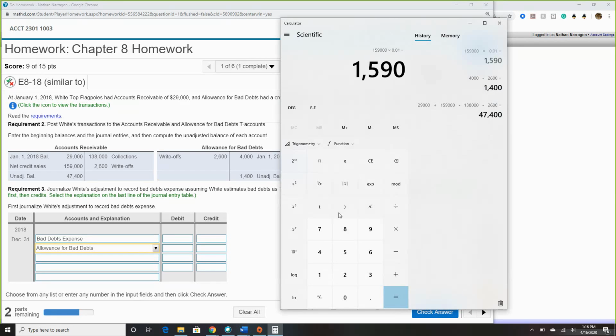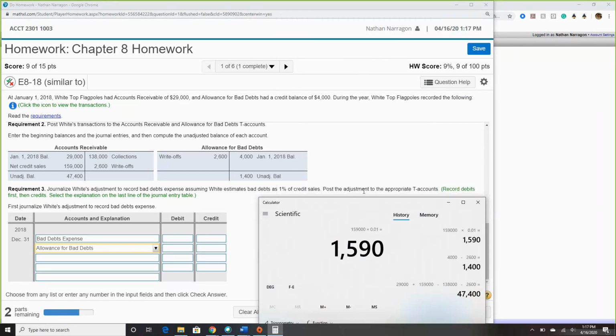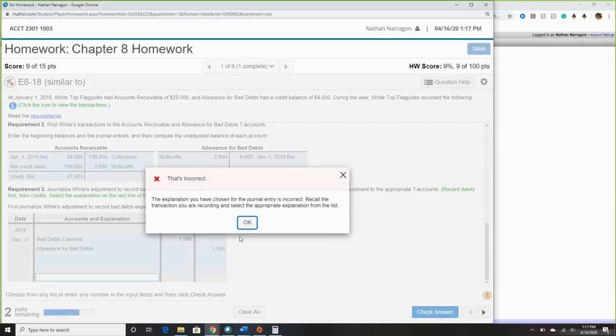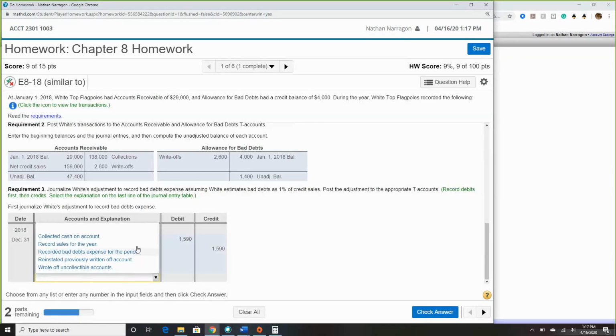So my adjustment for uncollectible accounts based on credit sales is 1,590. Remember, with percentage of credit sales, it does not matter what's in allowance for doubtful accounts or allowance for bad debt. Once you do the multiplication, that's your number. First, I forgot that explanation again. There we go. Recording bad debts for the period.